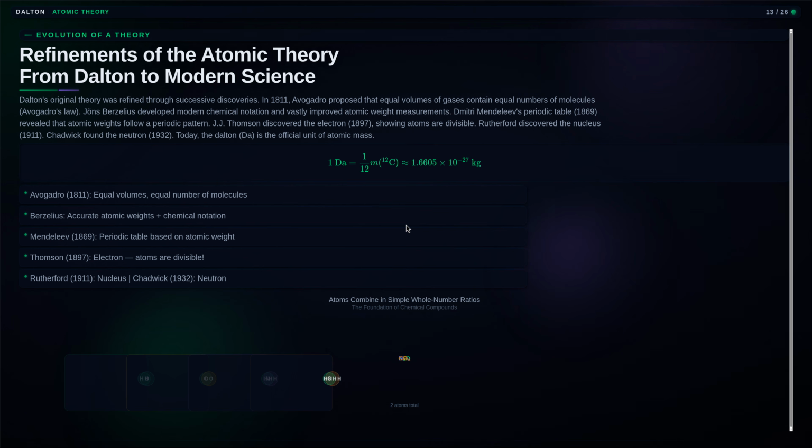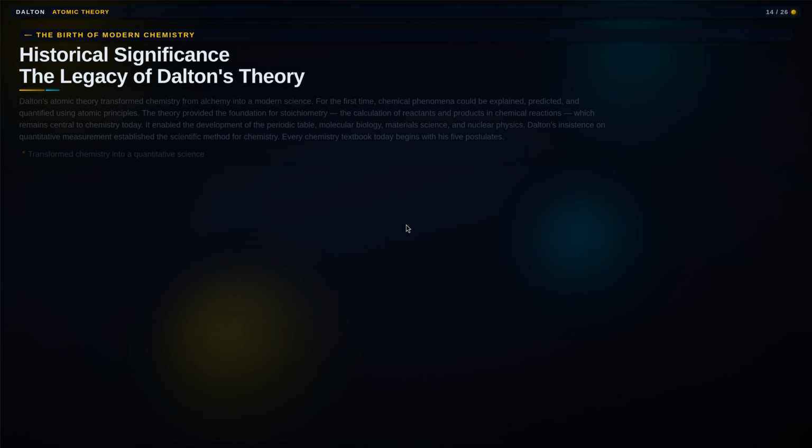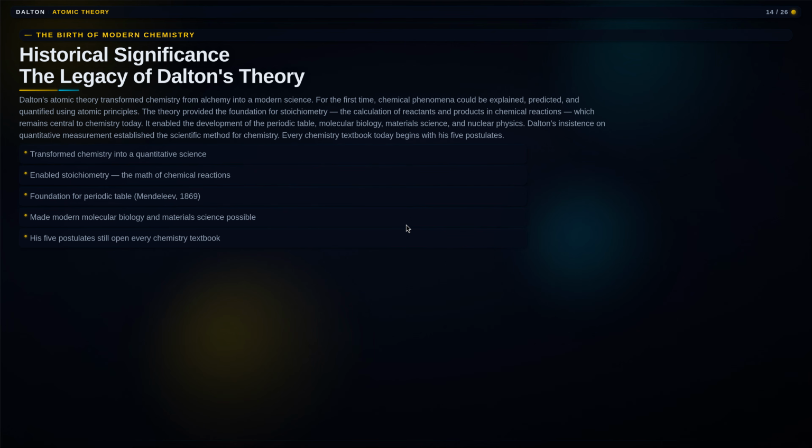J.J. Thomson discovered the electron in 1897, showing atoms are divisible. Rutherford discovered the nucleus in 1911. Chadwick found the neutron in 1932. Today, the Dalton is the official unit of atomic mass. Dalton's atomic theory transformed chemistry from alchemy into a modern science. For the first time, chemical phenomena could be explained, predicted, and quantified using atomic principles.